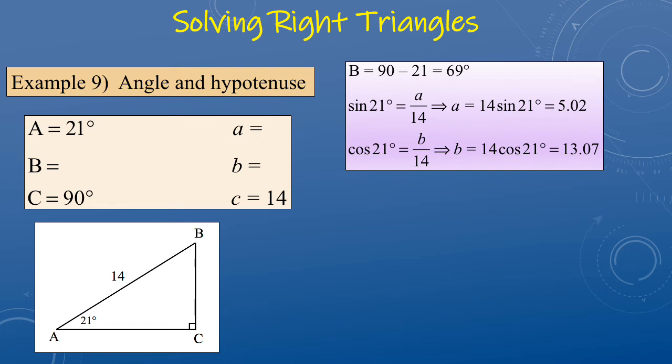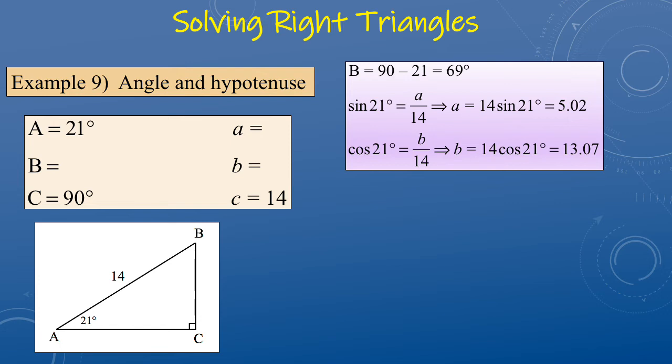Next, we will look for little a. Relative to angle A, little a is the opposite, and we also know the hypotenuse. Opposite over hypotenuse makes us think of sine. So we write the relationship, sine of 21 is equal to a over 14, and therefore a is equal to 14 sine of 21 degrees, which is 5.02.